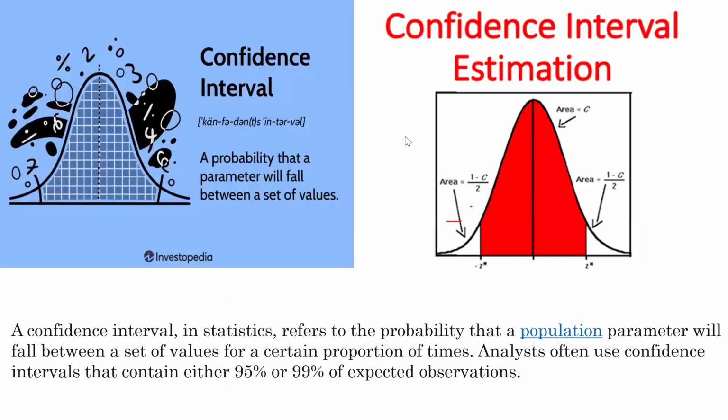So now we are going to look at the confidence interval. When we say confidence interval in statistics, it refers to a probability that a particular parameter will fall between a set of values for a certain proportion of times. Then an analyst often uses a confidence interval of either 95% or 99% of expected observations. For example, when we set a confidence interval, it means that it's a probability that a particular parameter will fall between a set of values.